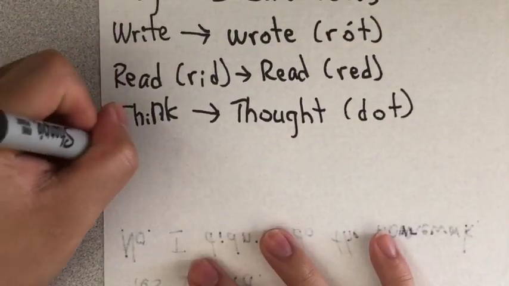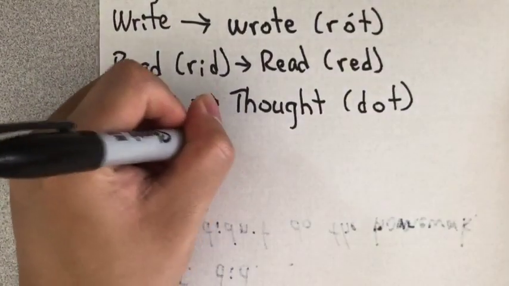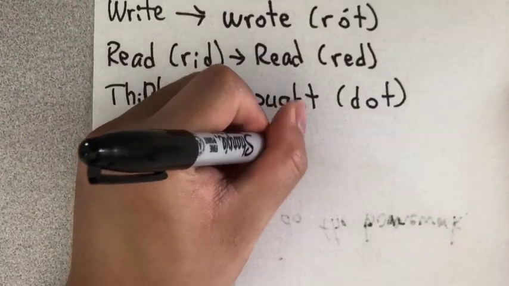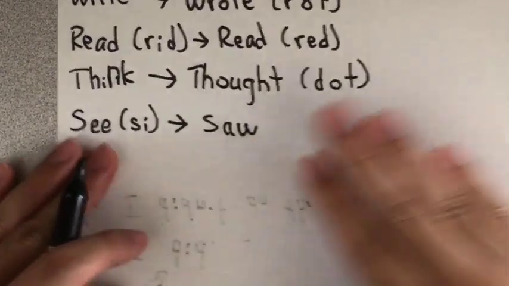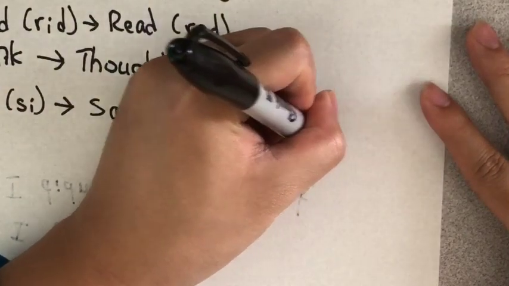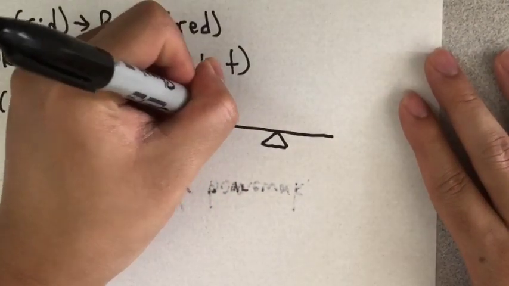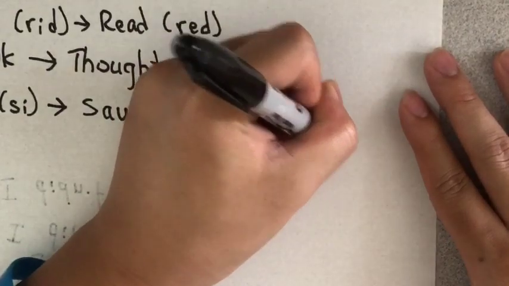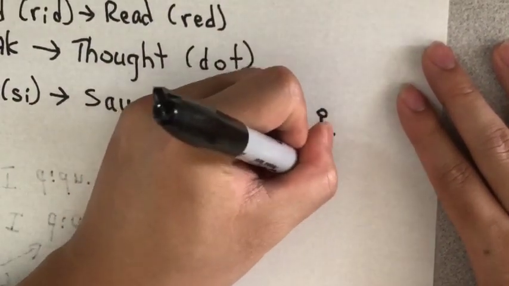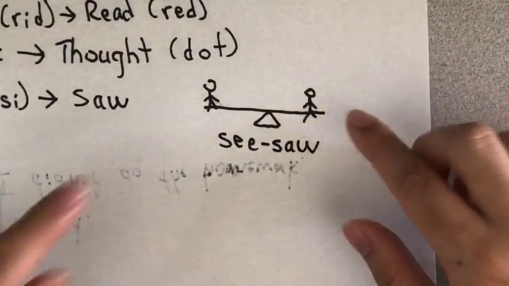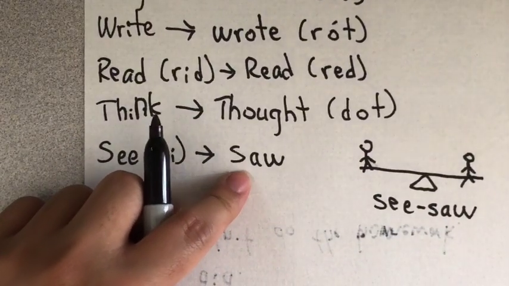And let's see, we have see. You can see with your eyes. But in the past tense, saw. See, saw. An easy way to remember this is if you have children and they go to the playground, there is this thing they can play on where there are 2 children on a seesaw. This is called a seesaw in the playground. So in present, we say see. In past, saw.